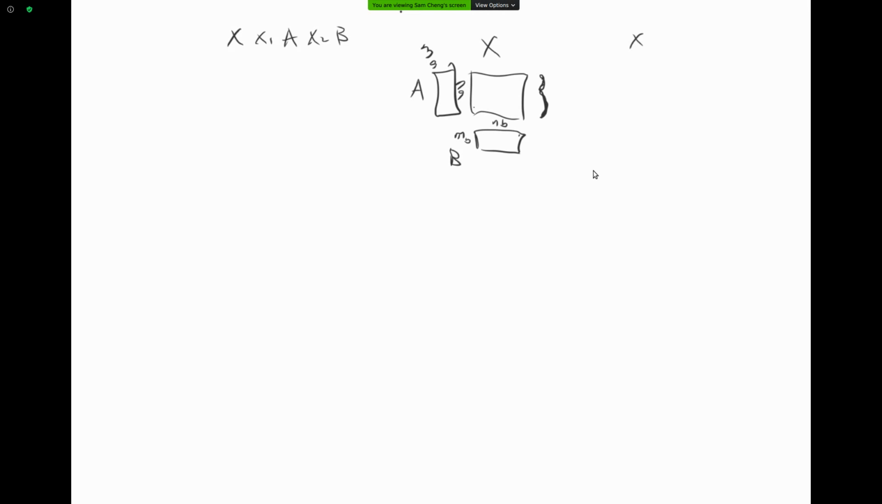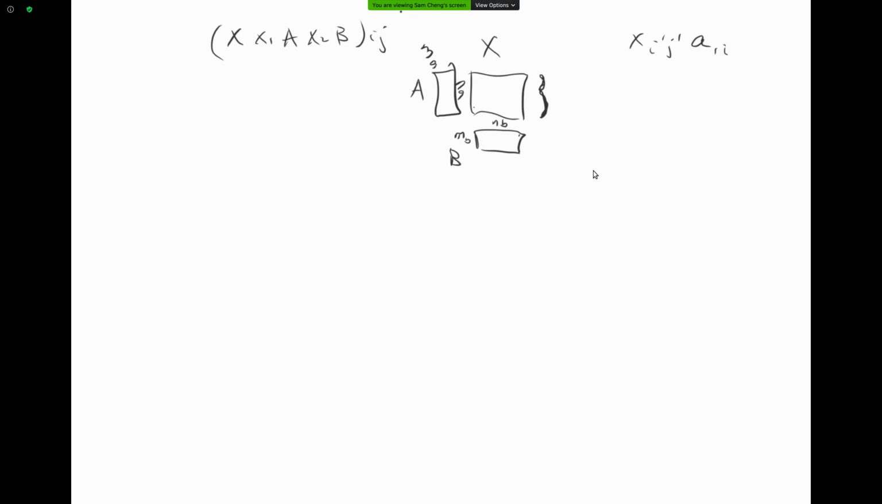Maybe I just think of this as the ij element of that. What's the ij element of that? That will be equal to X i' j', multiplied by A i i', and then B j j', something like that, and sum over i' and j'.